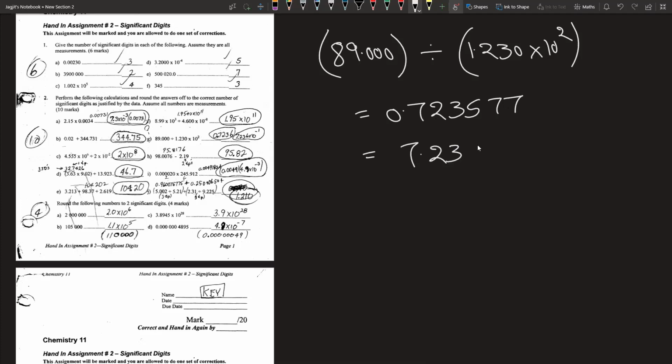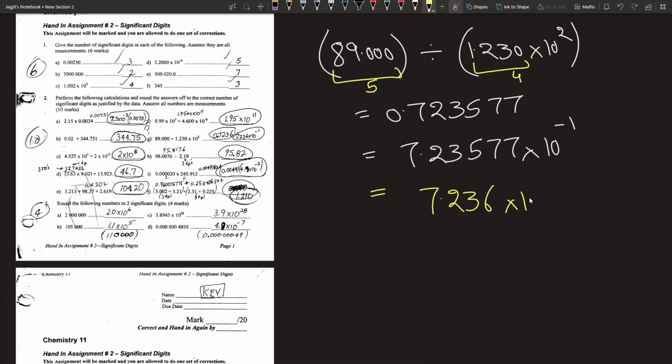So it will be 7.23577 times 10 to the power. I move 1 to the right, so 10 to the power minus 1. Ask yourself, how many sig figs do we have here? Well, that's 1, 2, 3, 4, 5. And on here, that's 1, 2, 3, 4. So my answer should have the least out of those 2, which is 4. Now, normally I would write 5, but you see this number 7, so 5 will get rounded up and it will become 6. So it's 7.236 times 10 to the power minus 1.